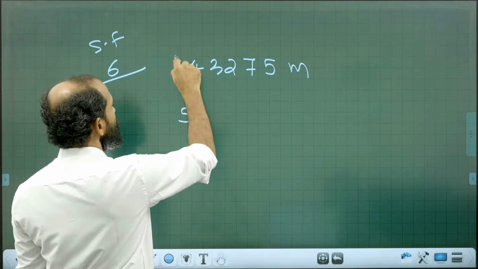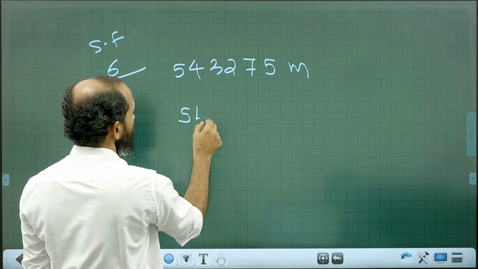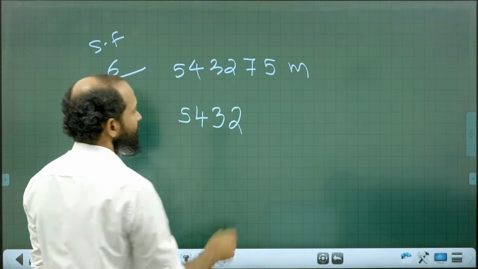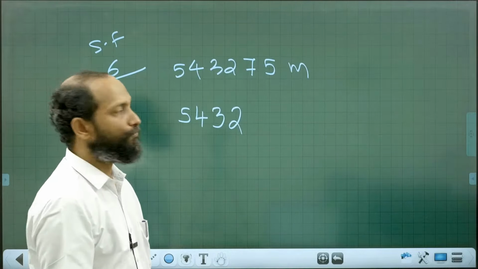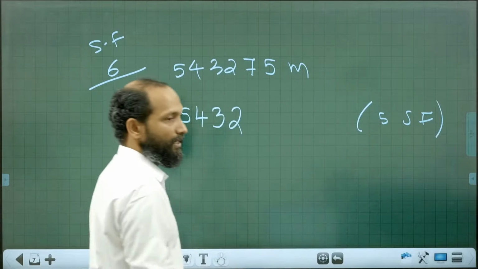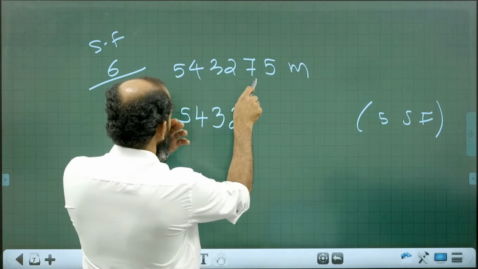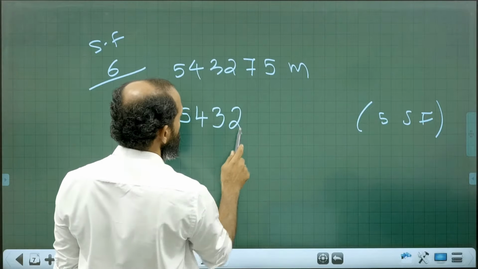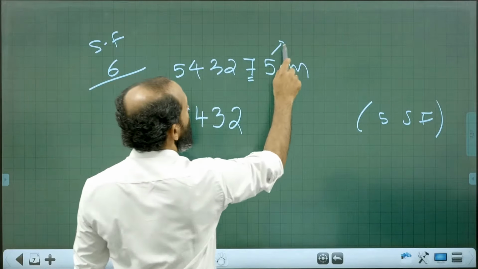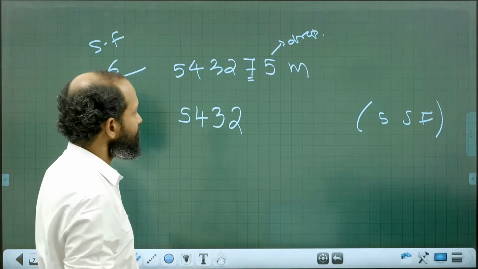Starting from the very first one, which is called the most significant digit, 5. The next is 4. The next is 3. The next is 2. I have to round off to 5 significant figures. Then the next one is 7, and 5 is to be dropped.